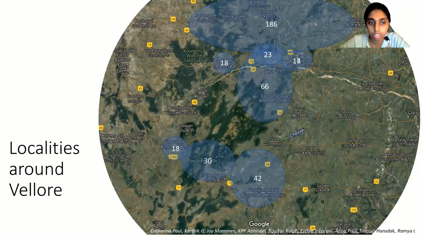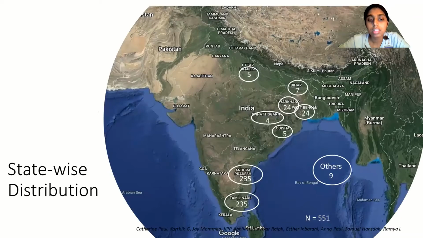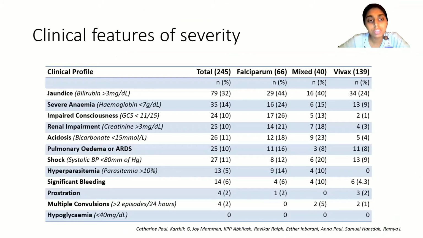The state-wise distribution shows us that a majority of our patients come to us from Andhra Pradesh and Tamil Nadu. Other significant states are Bihar, Jharkhand, West Bengal, and Orissa. Jaundice and severe anemia were found to be the commonest features of clinical severity, seen in 32% and 14% of all patients respectively. Among those with falciparum malaria, impaired consciousness, renal impairment, and acidosis were found to be more common.